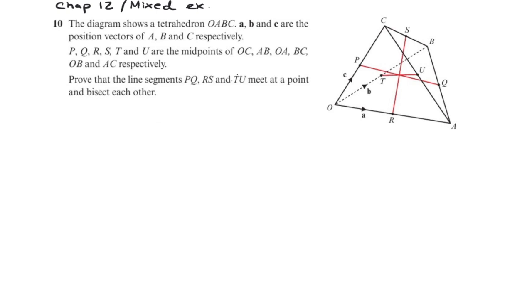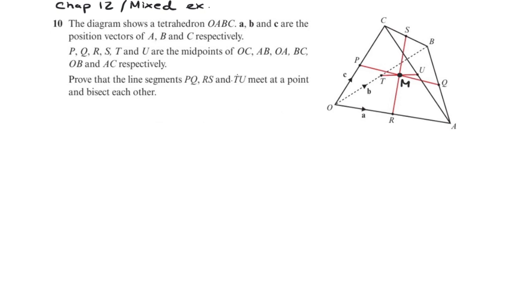It says we have been given a tetrahedron OABC, and these are the position vectors of A, B and C. Furthermore, we are given that these are the midpoints of these line segments, and we need to prove that the line segments PQ, RS and TU meet at a point and bisect each other. We can clearly see that they are meeting at one point, and I'm going to call it M. I'm going to split this into three sections, dealing with PQ and RS together, and then working on TU as well.